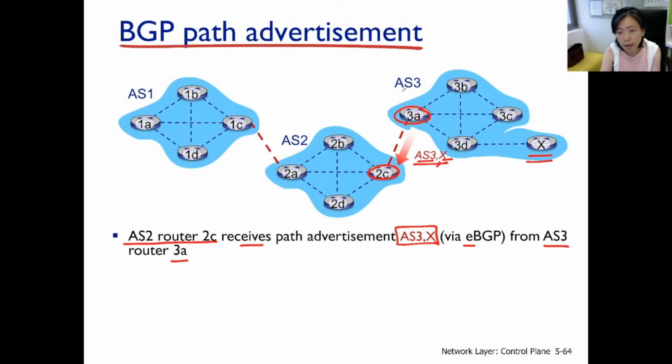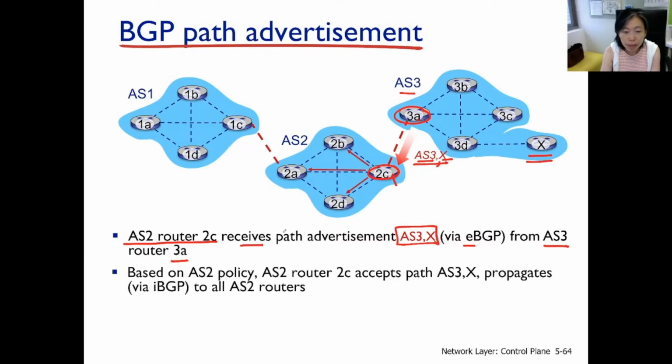So 3A of AS3. Now, if you recall in the very early slide, the border router here will then propagate the AS path throughout all routers in the network. But no, there's import policy. So the exact process is more like this.